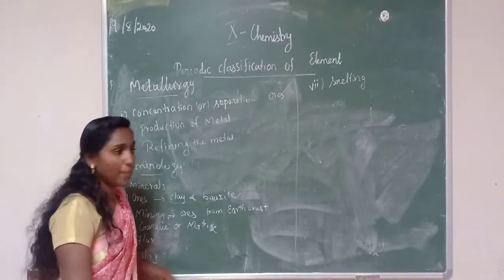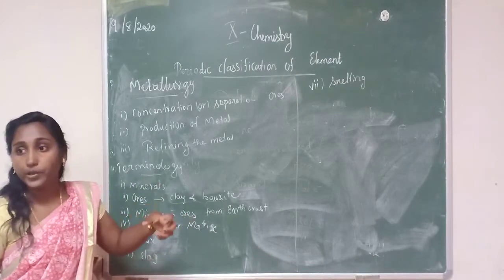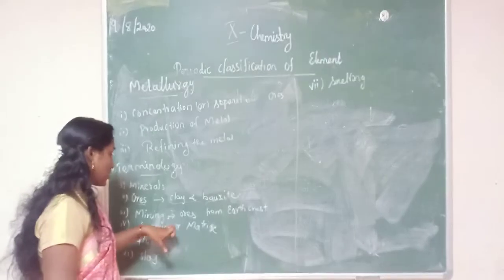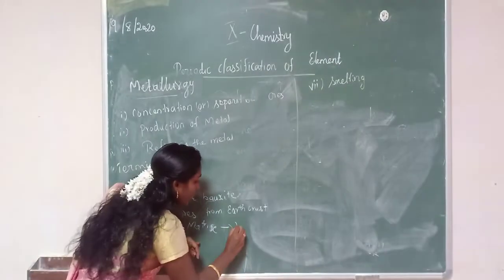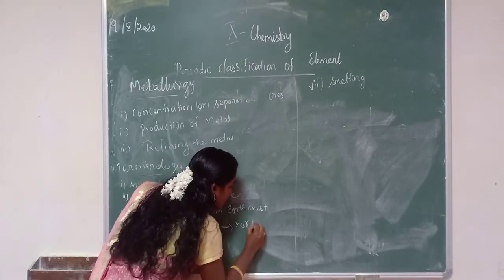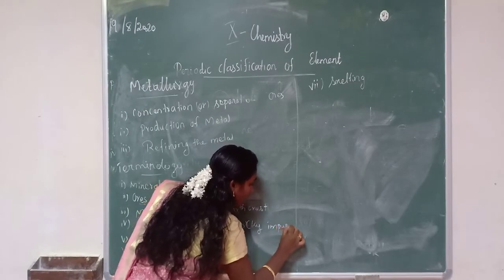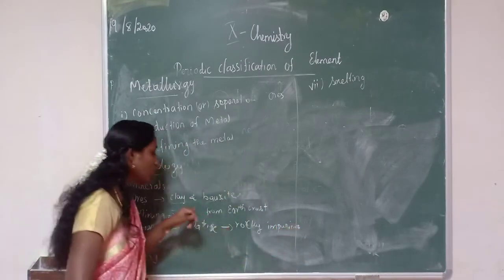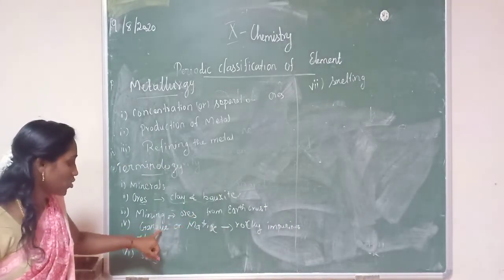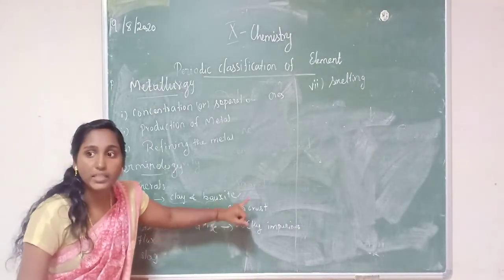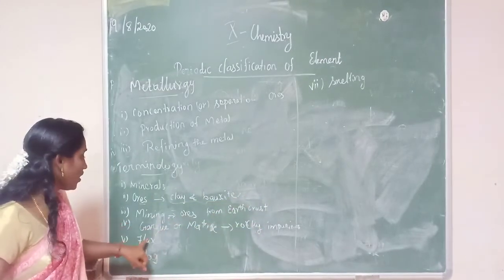Then gangue or matrix. Gangue or matrix means these ores contain some impurities, right? So those impurities are called gangue or matrix. That means the rocky impurities associated with the ores are called gangue or matrix. Have you understood gangue or matrix? Rocky impurities associated with ore is called gangue or matrix.